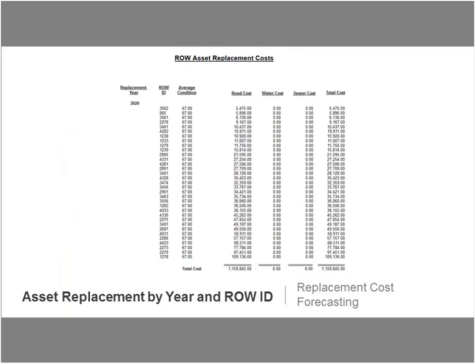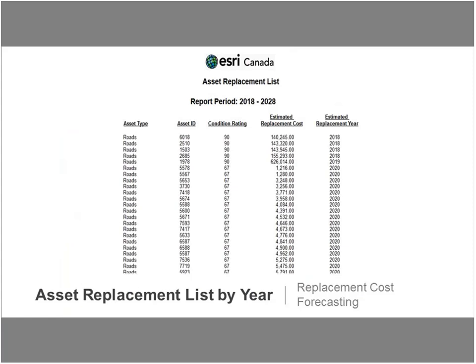And tabular reports. In this case, this is a report of all assets within the right-of-way, road, water, sewer, and total cost of replacements. This report is an asset replacement list. And in this case, we're prioritizing by the condition of the asset, condition rating, and the asset's replacement costs and so forth.